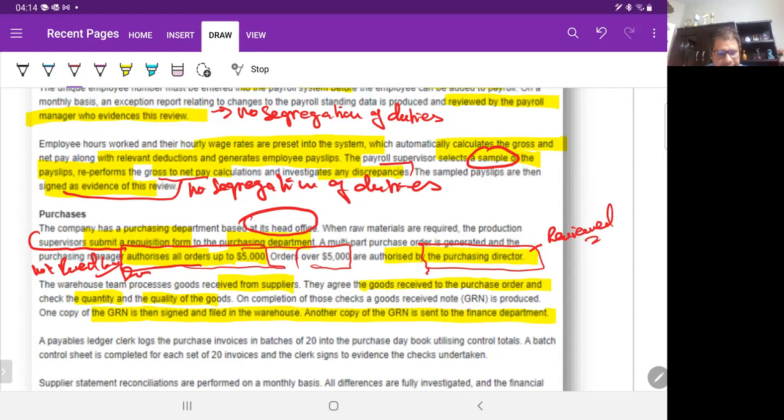The warehouse team processes goods received from the supplier. They agree the goods received note and check the quantity and quality of the goods. On completion, the GRN is produced, signed and filed in the warehouse. Another copy of the GRN is sent to the finance department. No review by the head of the purchase department. It should be reviewed by the purchase director.